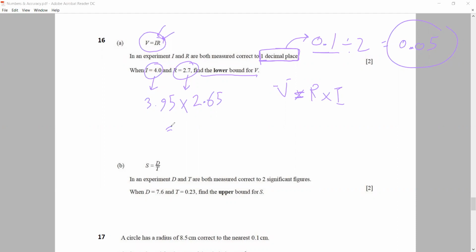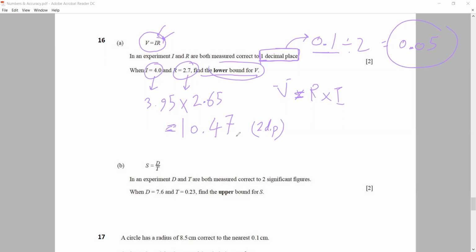It's tricky if it's division or subtraction, remember that. And the answer is basically 10.47. That is correct to 2 dp. Okay, so that's the lower bound of V, this value right here.